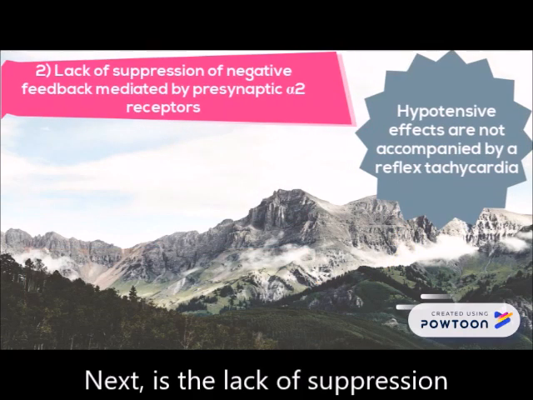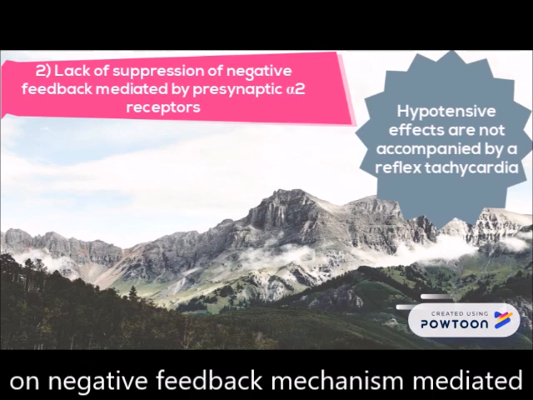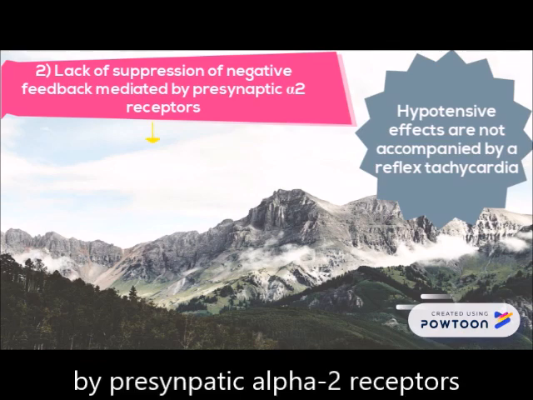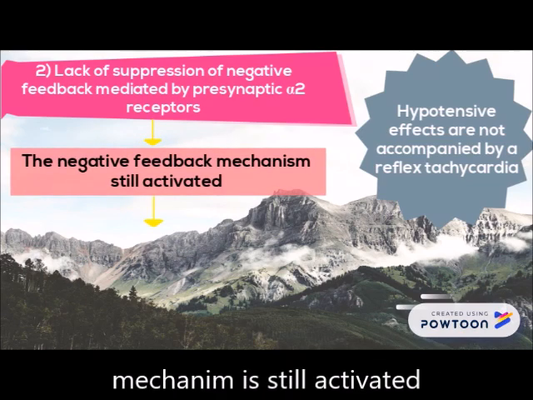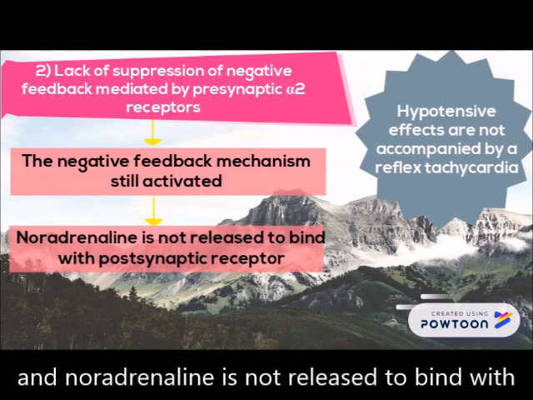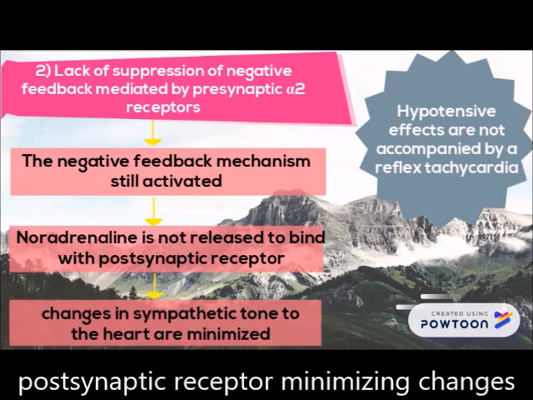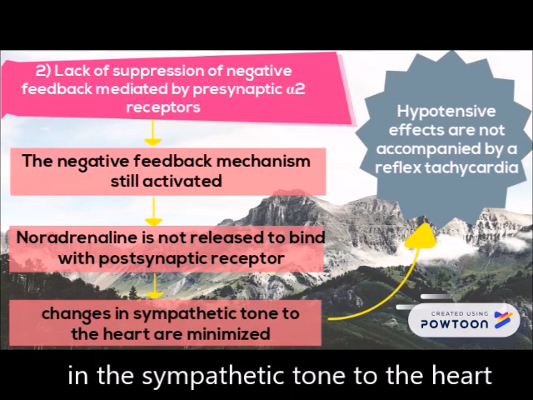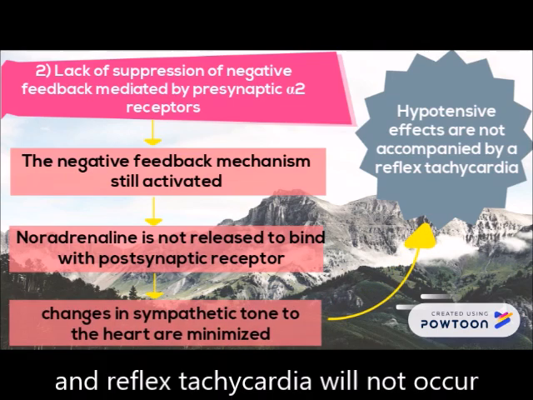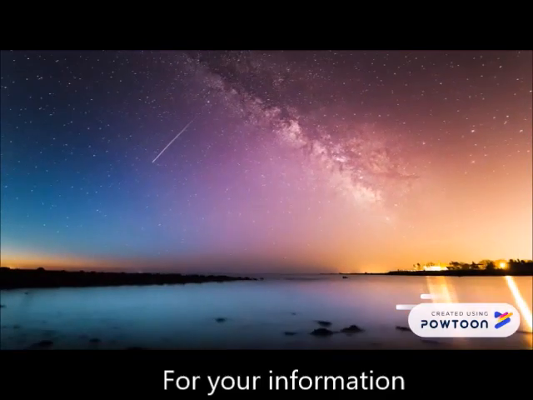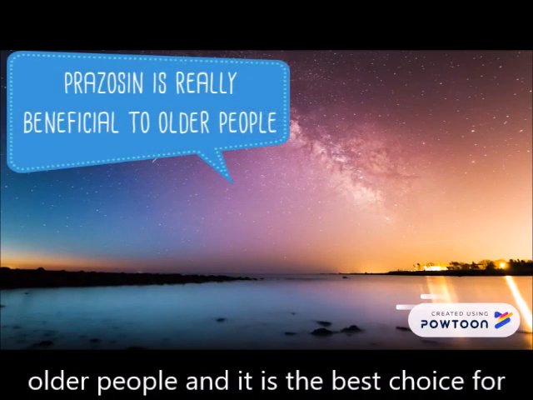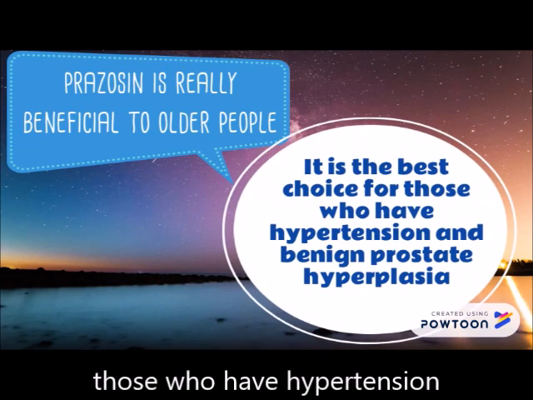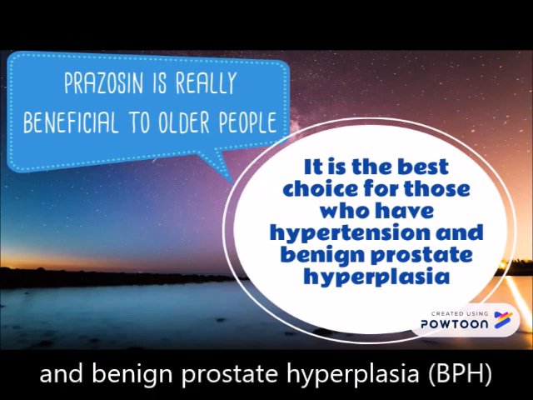Next is the lack of suppression of negative feedback mechanism mediated by presynaptic alpha-2 receptors. The negative feedback mechanism is still activated and noradrenaline is not released to bind with postsynaptic receptor, minimizing the changes in sympathetic tone to the heart, and reflex tachycardia will not occur. For your information, prazosin is also really beneficial to older people and is the best choice for those who have hypertension and benign prostate hyperplasia.